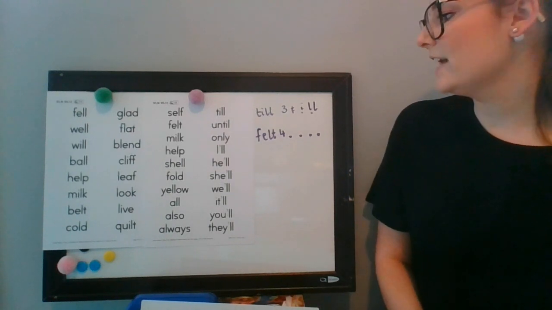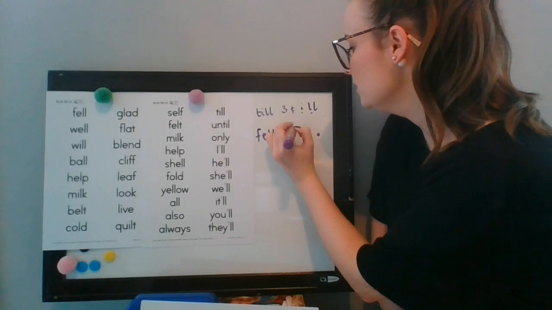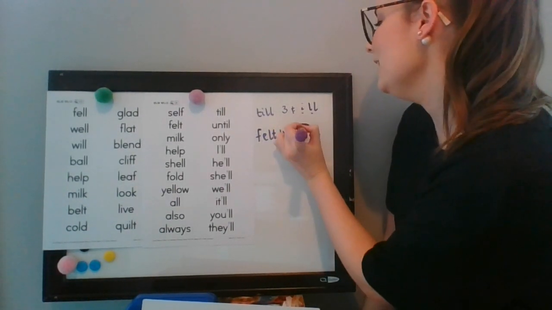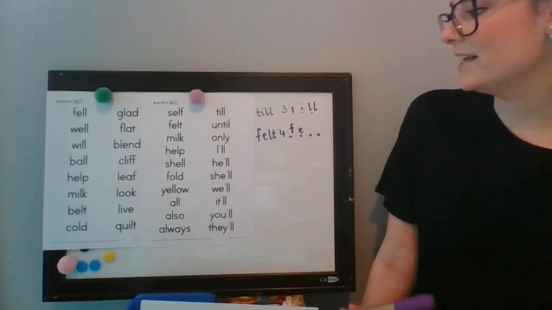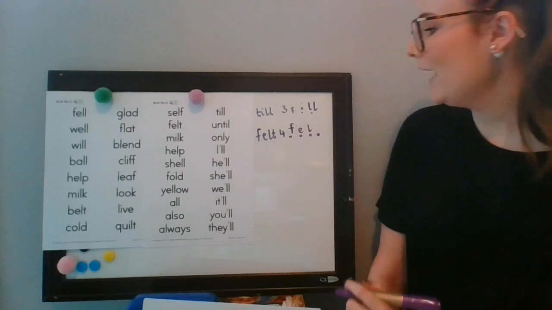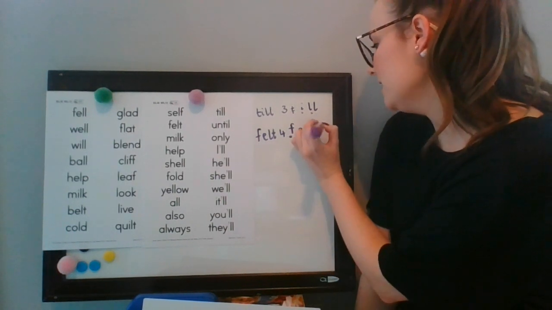So my first sound is F, and that's represented by our F. My second sound is E, which is my E. My next sound is our sound of the week, which is all. So I've got my L. And my last sound is T, which is represented by a T.